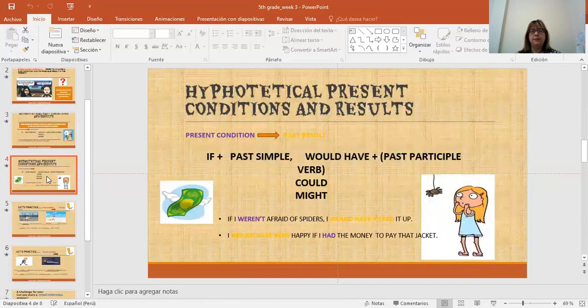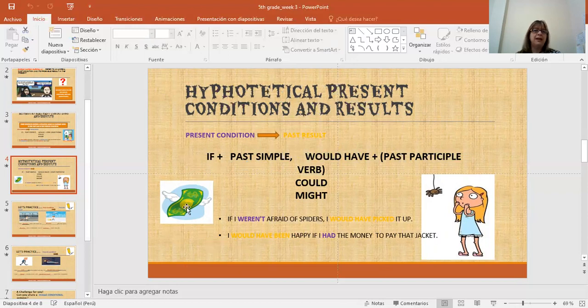Right here, let's continue practicing. Now, we already looked at a first mixed conditional, and right now we are going to have here the second one. Which is the second one? It also represents a hypothetical present condition and results. Let's see. Present condition, past result.